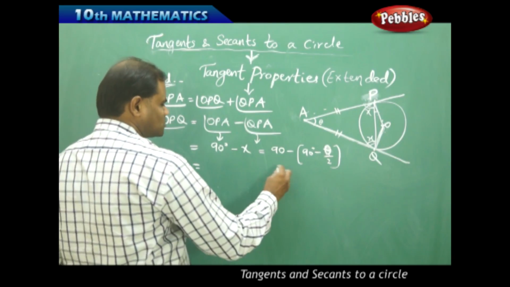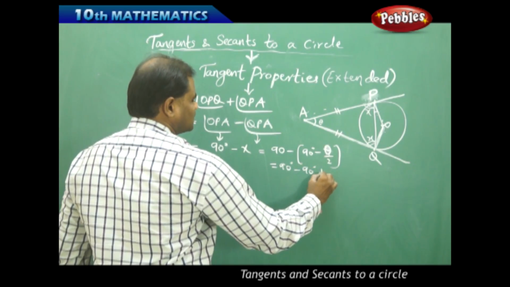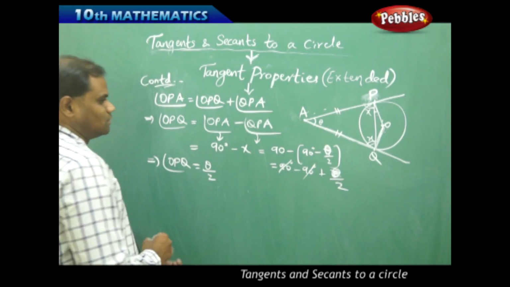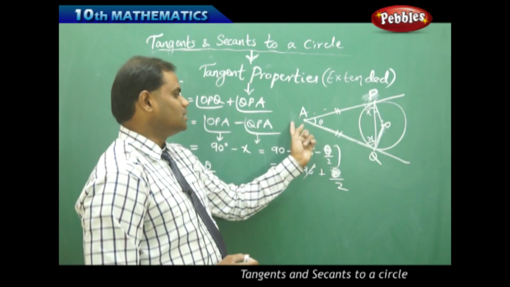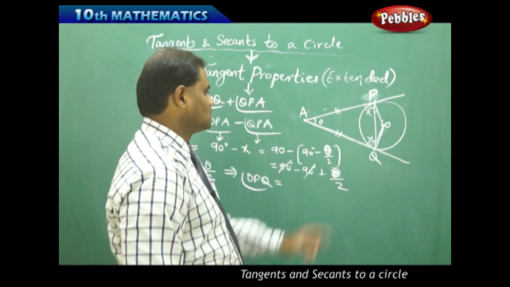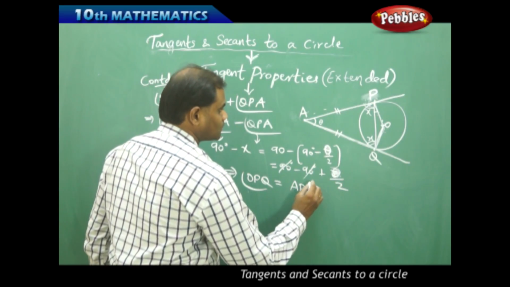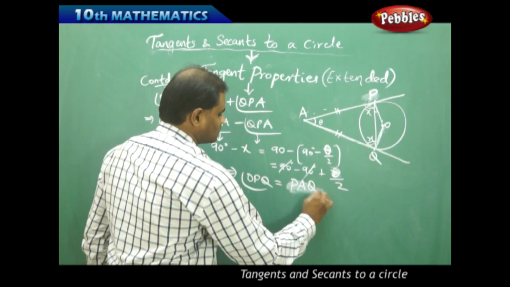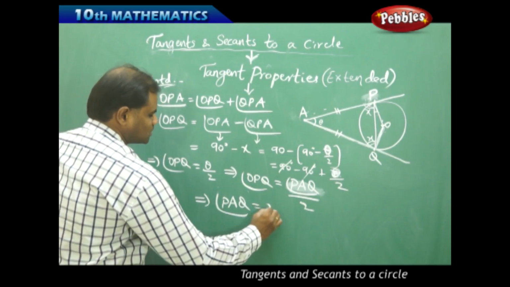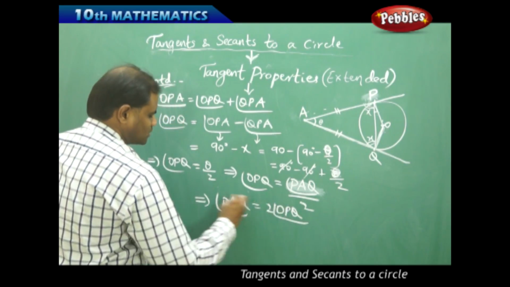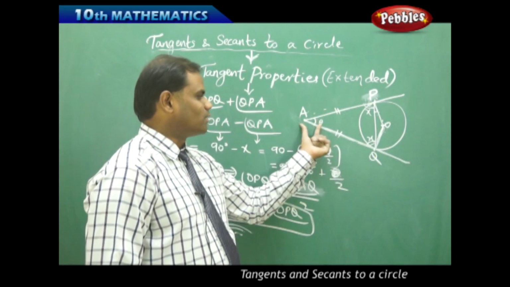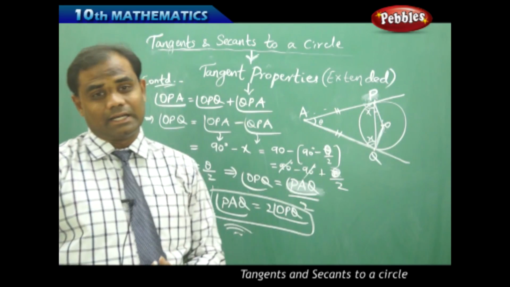So simplifying this further, I get this to be 90 minus 90 plus theta by 2. Therefore, on cancellation this gives me theta by 2, which clearly makes me understand that theta, which is angle PAQ, therefore substituting for theta, angle OPQ is angle PAQ by 2. When I further simplify this by cross multiplication, angle PAQ is twice angle OPQ is what I get from the given proof. Therefore, angle PAQ is always twice of angle OPQ is how they are connected.